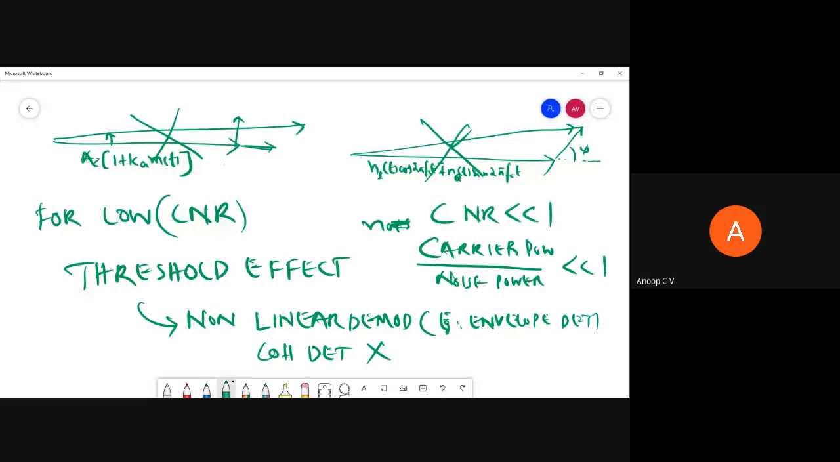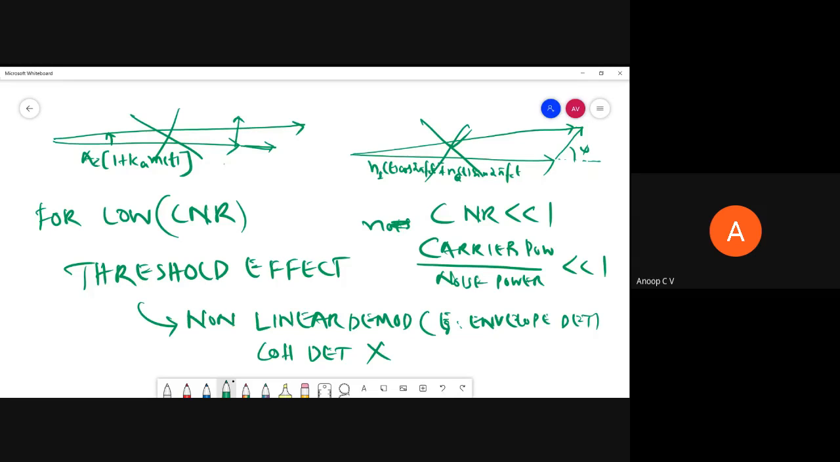So the loss of message in an envelope detector that operates at a low channel to noise ratio is referred to as the threshold effect, and it is present in envelope detectors. Maybe we think the carrier is unwanted, since it doesn't carry any information as such. Maybe we can reduce the carrier power abruptly, but it will affect the performance of the system, right? You can't use an envelope detector.